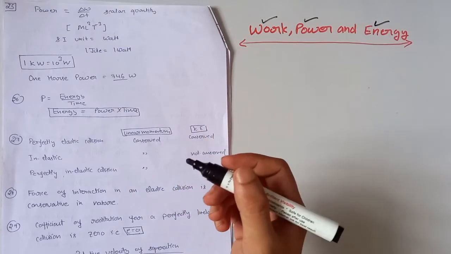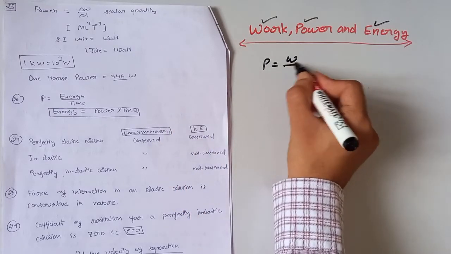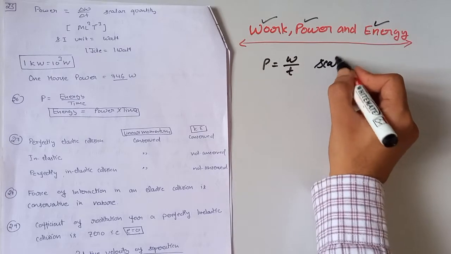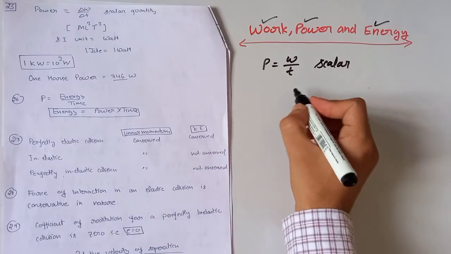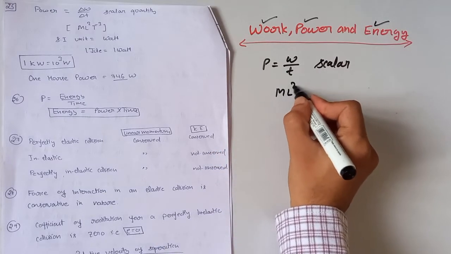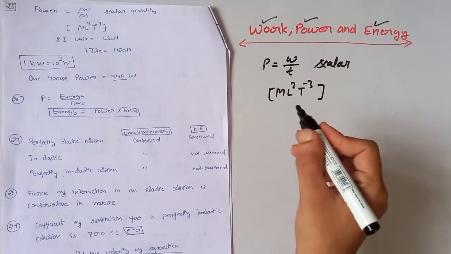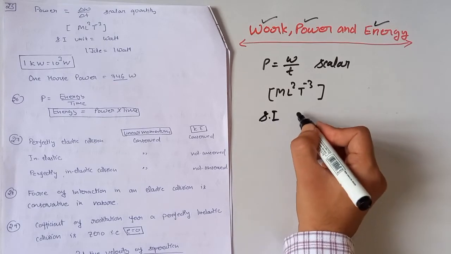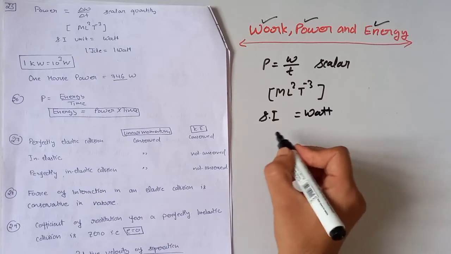What is power? Power is the rate of doing work. It is denoted by W by T. Like work and energy, power is also a scalar quantity, and its dimensional formula is ML²T⁻³. And its SI unit is watt. SI unit of power is watt.